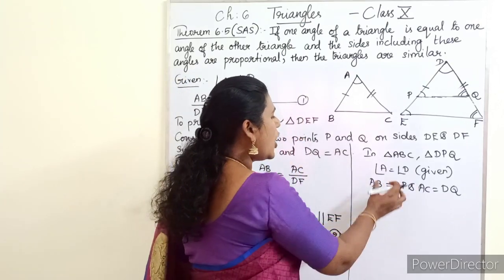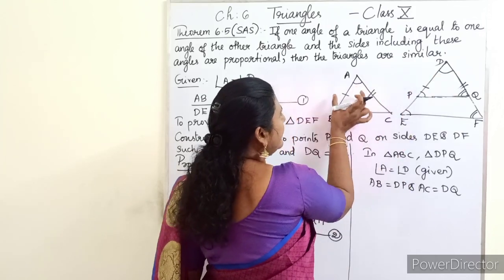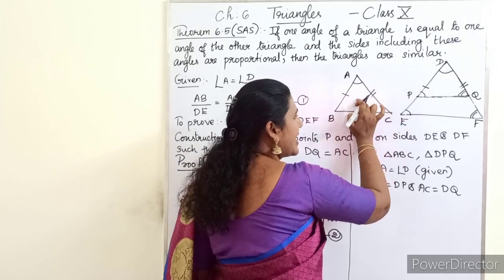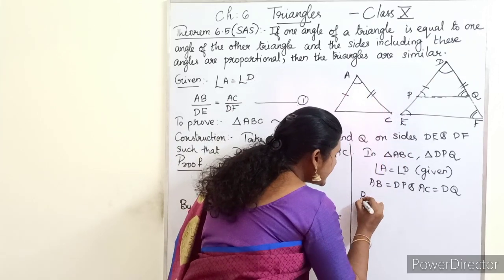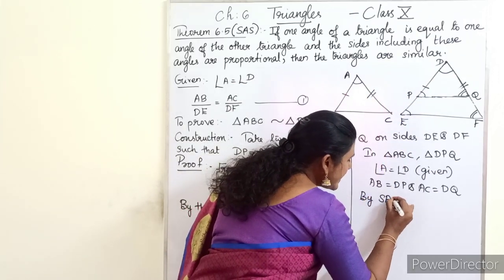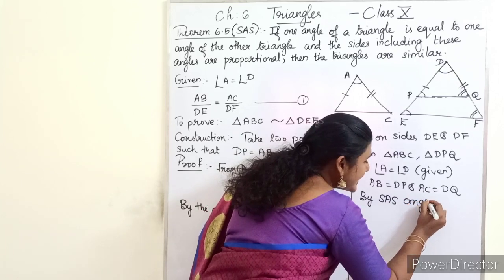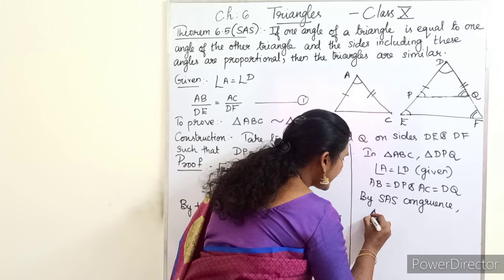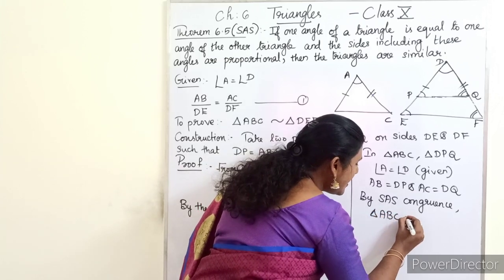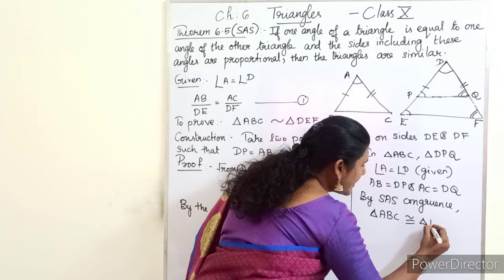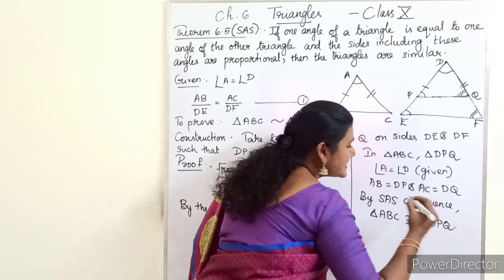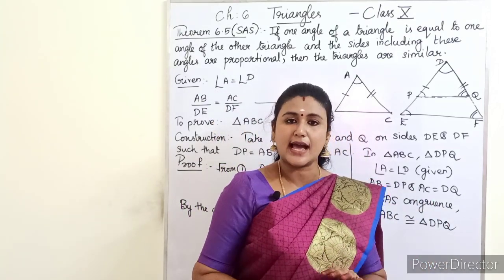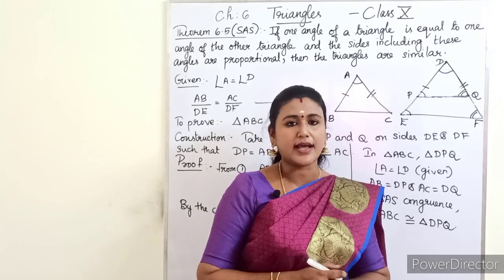Now you see here, one angle and the included sides are equal in these two triangles. So by SAS congruence, we can say that these two triangles are congruent. So we can write triangle ABC is congruent to triangle DPQ. So what is the meaning? If two triangles are congruent, then their corresponding angles and corresponding sides are equal.